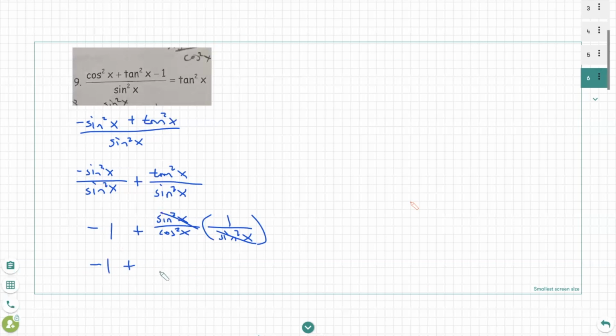What's 1 over cosine squared x? Oh, so it's -1 plus secant squared x. And secant squared x minus 1 is tan squared x, so yeah. That's one of the identities. That's one of the other Pythagorean identities.